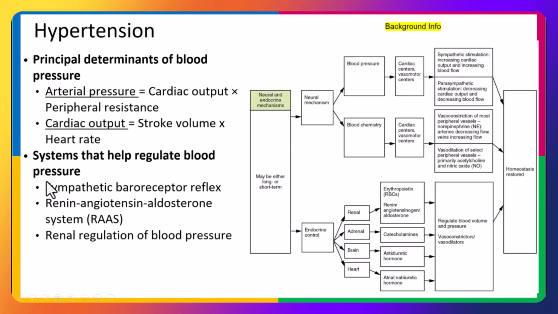In terms of the systems that help regulate blood pressure, we're going to elaborate on some of this on upcoming slides, but we have sympathetic baroreceptor reflexes, renin-angiotensin-aldosterone systems, and renal regulation of blood pressure. Don't worry about this very busy diagram, but you can just see how much is involved in maintaining homeostasis when it comes to blood flow throughout our body. And a big role player is going to be neural mechanisms, so nervous system, and endocrine, so hormones, that will contribute to this.